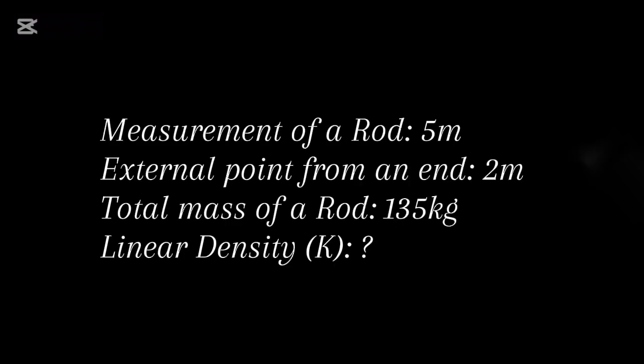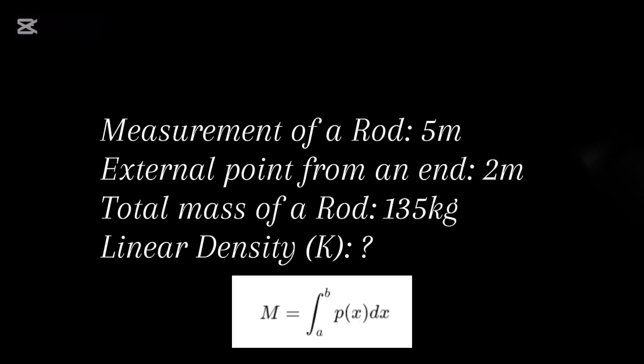Now, as you can see on the screen, the given measurement of the rod is 5 meters. The external point from one end is 2 meters. The total mass of the rod is 135 kg. Since the mass is already given, we only need to find its linear density, or the k, by using the formula of getting its mass.